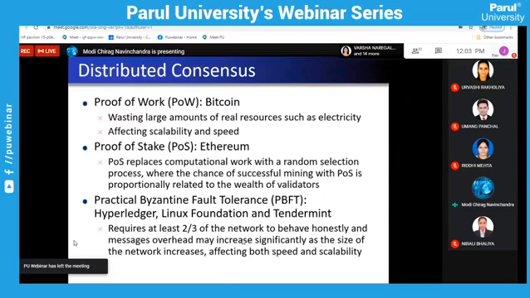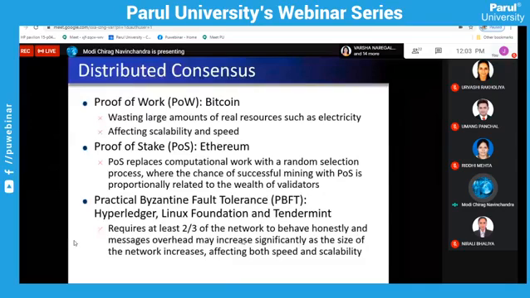Proof of stake replaces the computational work with a random selection process, where the chance of successful mining is proportionally related to the wealth of the validator. So if you have more wealth, you can be the miner. Here, instead of considering computational work to mine a block, the wealth of the validator is considered to mine and validate the block. Then Byzantine fault tolerance: it requires 2/3 of the network to behave honestly.